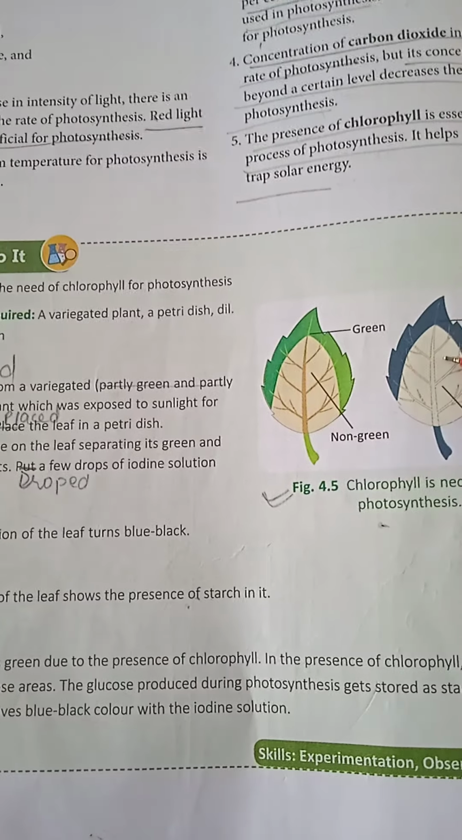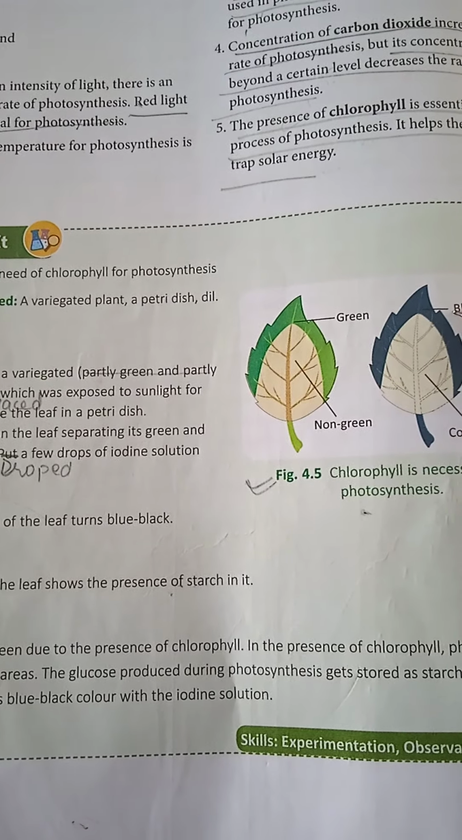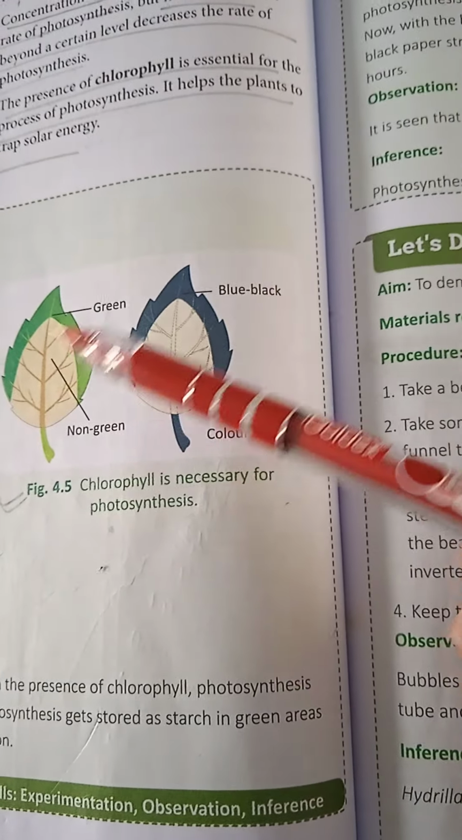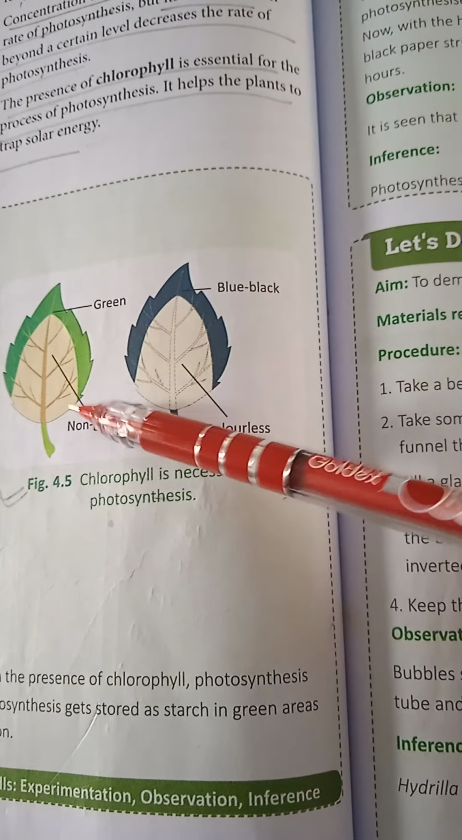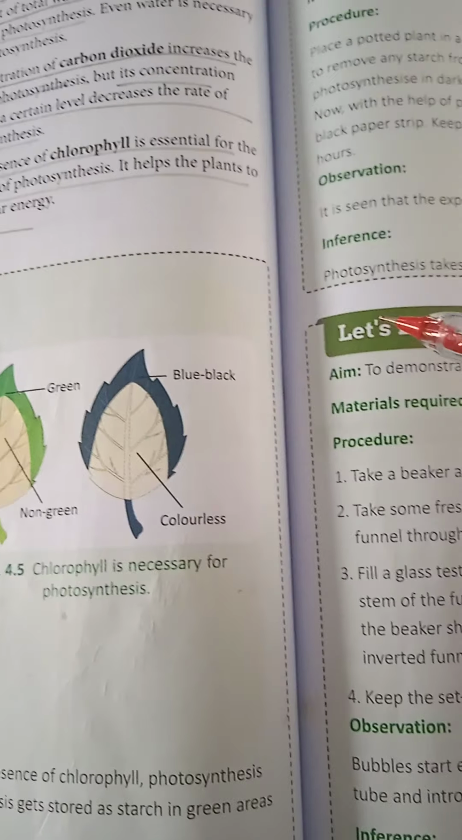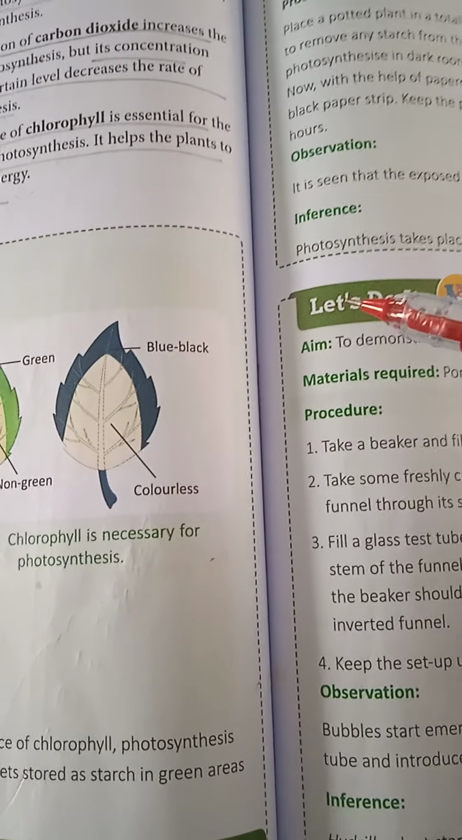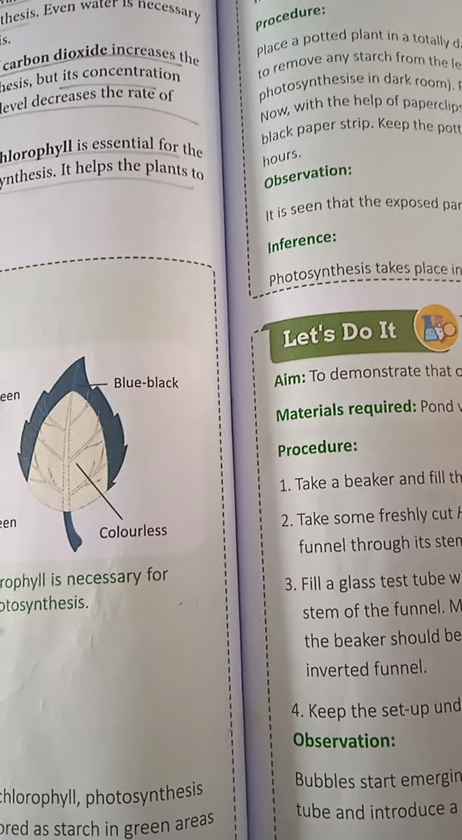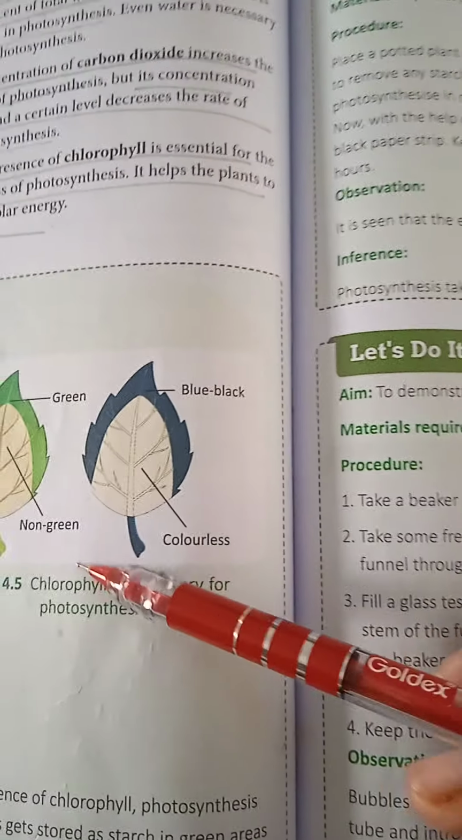Now come to this activity. This activity is done to show that chlorophyll is needed for photosynthesis. So here you can see two leaves. What you have to take is a variegated plant. You must have seen plants with stripes of green and white. Some portion of the leaf is green and some part is white. That is known as a variegated plant.